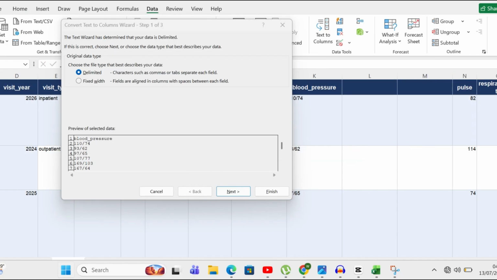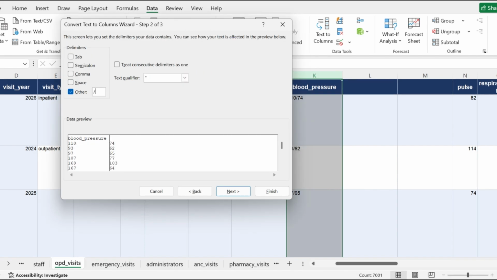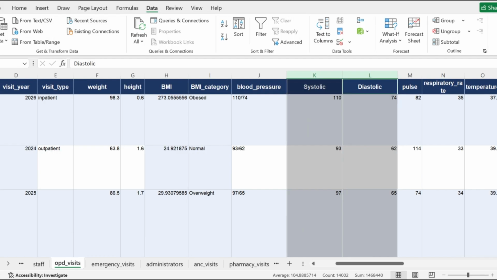Next, we will work with the blood pressure column. Currently, blood pressure is stored as a single value in the format systolic/diastolic. For analysis purposes, we need these values in separate columns. Using Excel's Text to Columns feature, we'll split the blood pressure field using the / as delimiter. This creates two new variables, systolic blood pressure and diastolic blood pressure. Having these measurements separated allows us to calculate averages, identify hypertensive patients, and perform cardiovascular risk analysis.